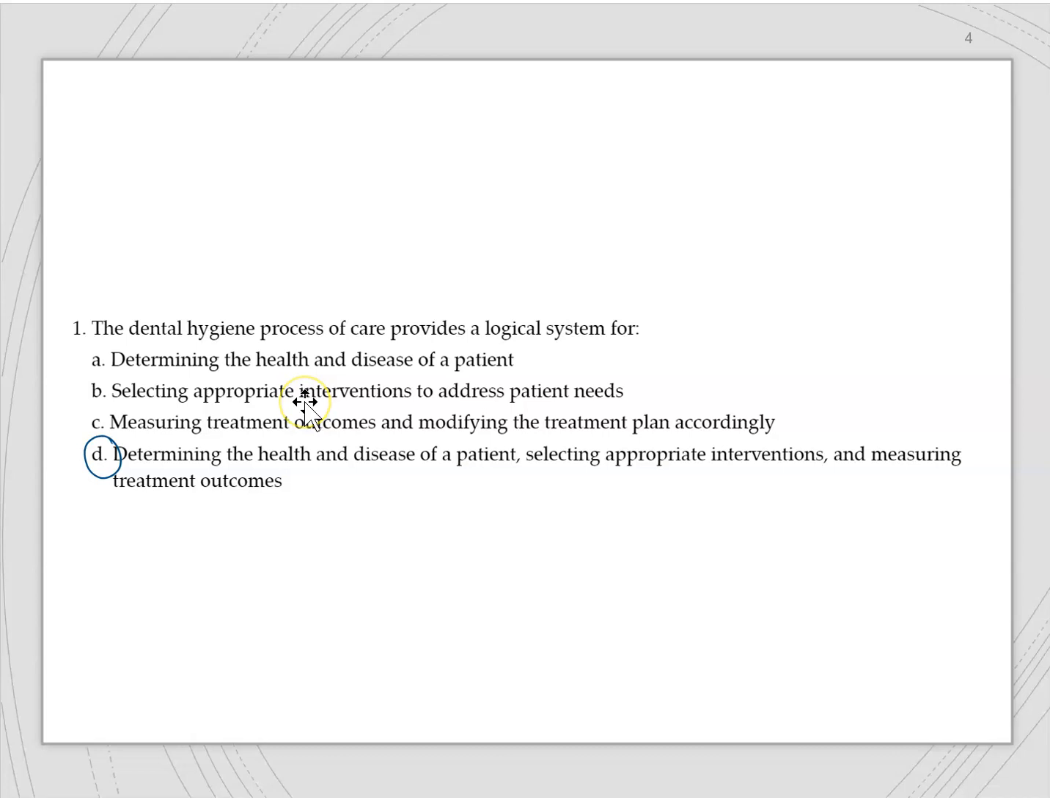So the planning, the implementation, the evaluation, that's not included here. B, selecting appropriate interventions. Well, that is only in the planning stage, because in the care plan, you're going to figure out what interventions, what things you'll do in their treatment. It doesn't address the assessment, the evaluation, or the implementation, so that's not the best answer. C, measuring treatment outcomes and modifying the treatment plan accordingly. Again, this is the evaluation. So where's the assessment, where's the diagnosis, where's the planning? That's not incorporated in that statement.